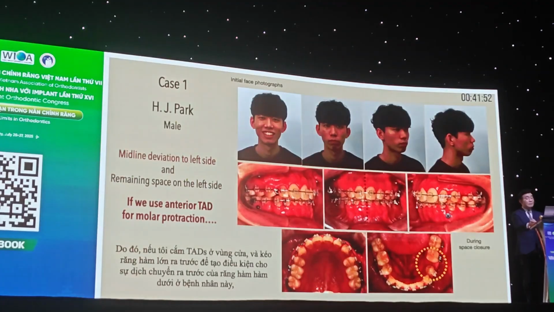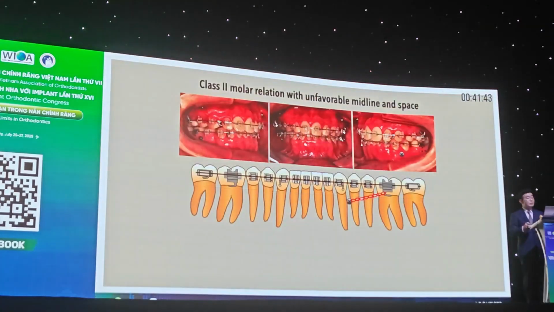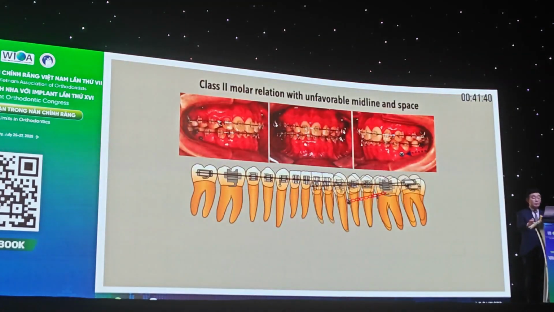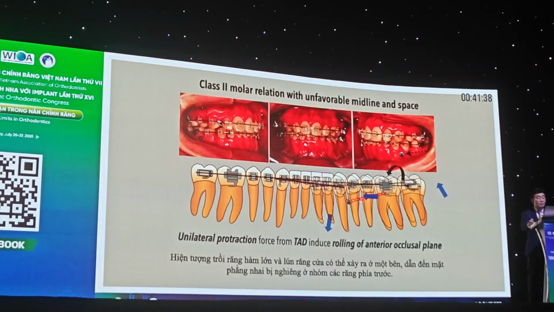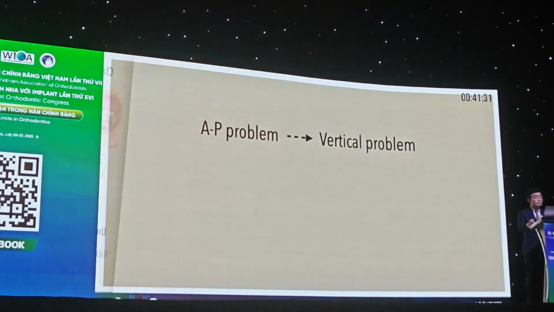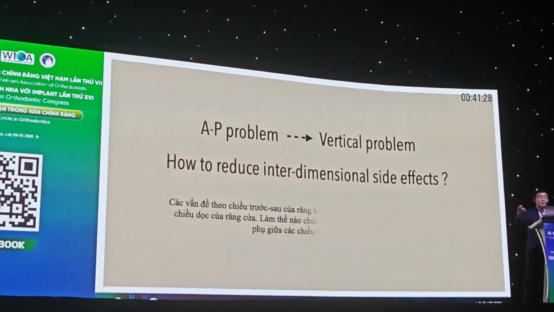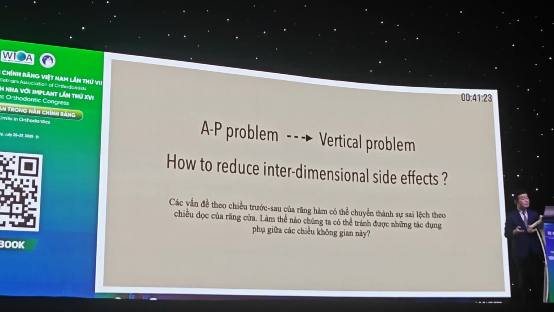Therefore, if I install pads in the anterior region and pull the molar forward to facilitate the forward movement of the mandibular molars in this patient, it is possible that extrusion of the molars and intrusion of the incisors may occur unilaterally, resulting in a tilted occlusal plane in the anterior segment. The anterior-posterior issues of the molars can transform into vertical discrepancies of the incisors. How can we effectively avoid these interdimensional side effects?